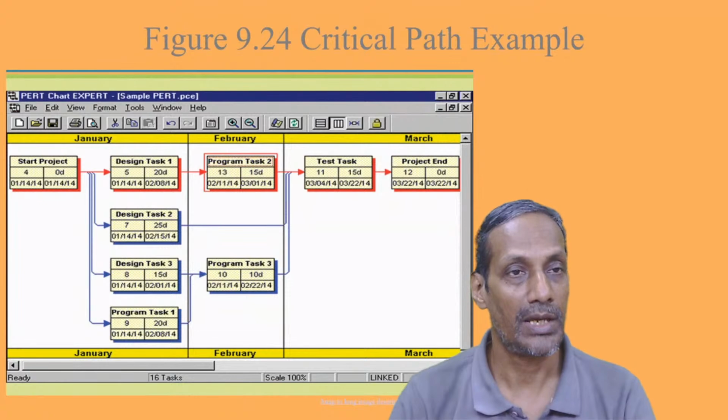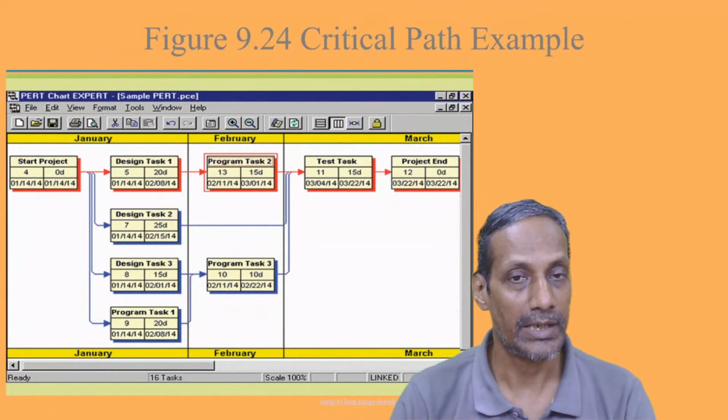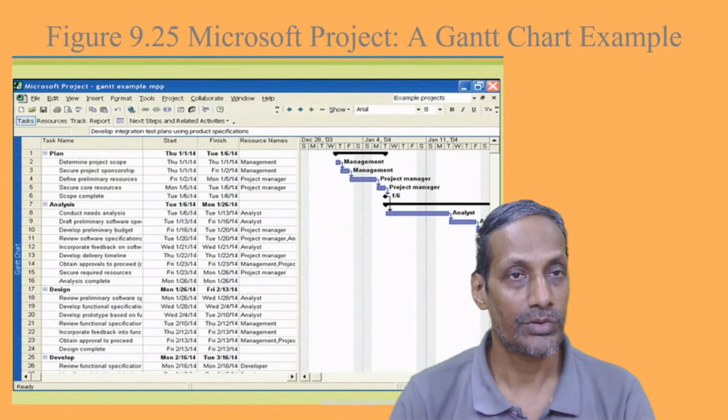So this shows a PERT chart. You can see the red lines that show the flow of the important tasks that need to be carried out from the start to the end of the project. This shows a Gantt chart.